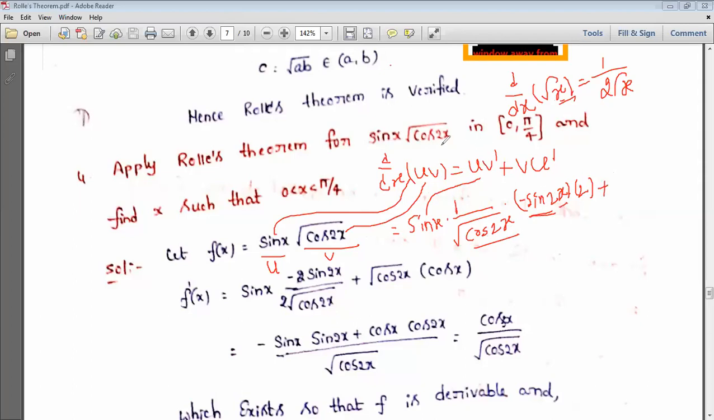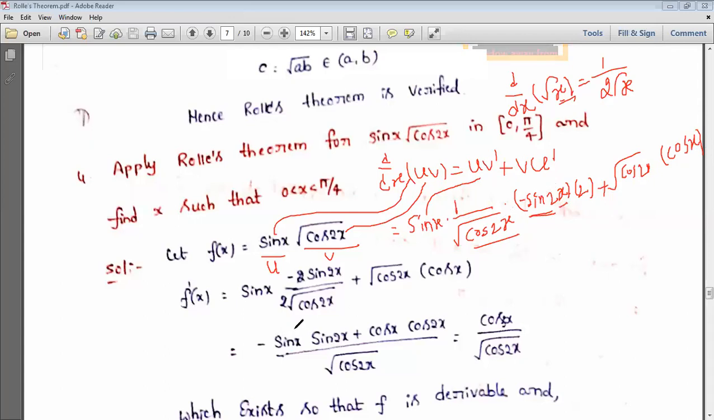Plus v into u dash. So v is nothing but what? Square root of cos 2x. So for that we simply write square root of cos 2x, into u dash. So u dash is nothing but the derivative of sin x, which is nothing but cos x. So sin x into the derivative of square root of cos 2x is this total one, plus square root of cos 2x into the sin x derivative, which is cos x. So simply we applied the product rule here, u into v dash plus v into u dash. This is the formula we are applying.